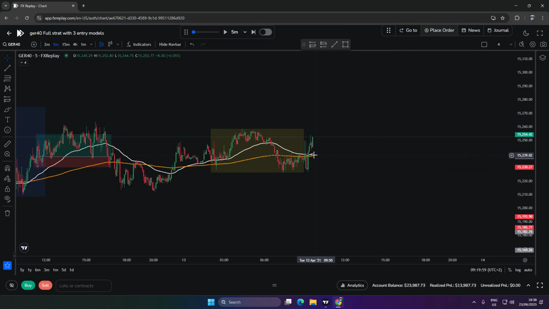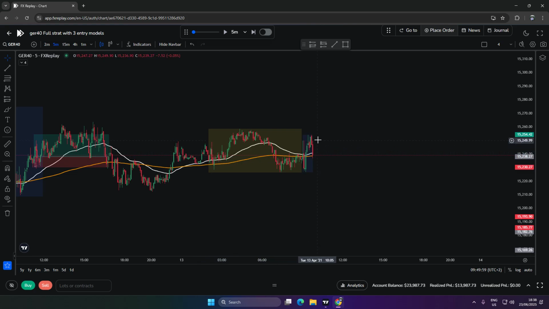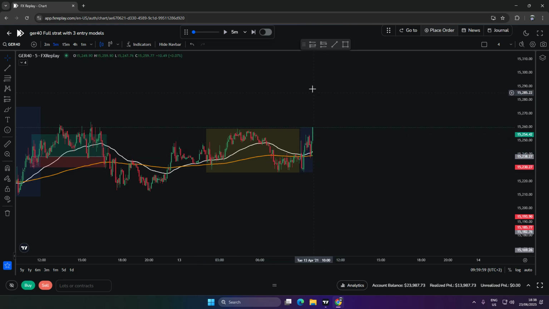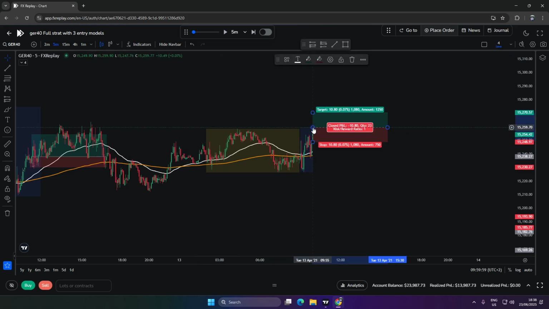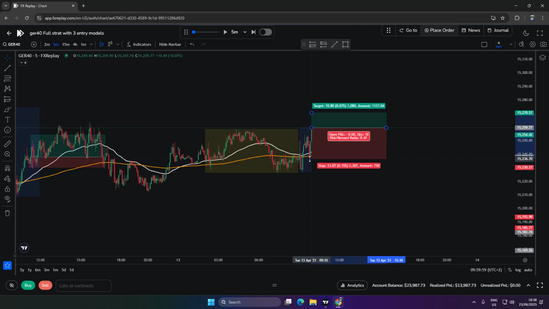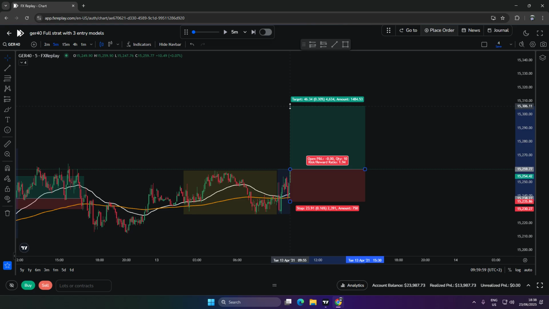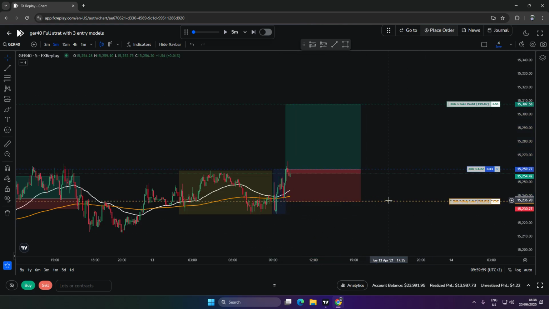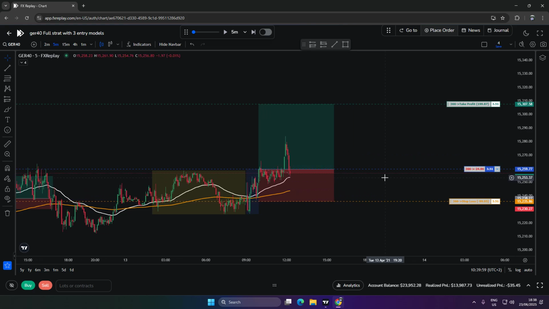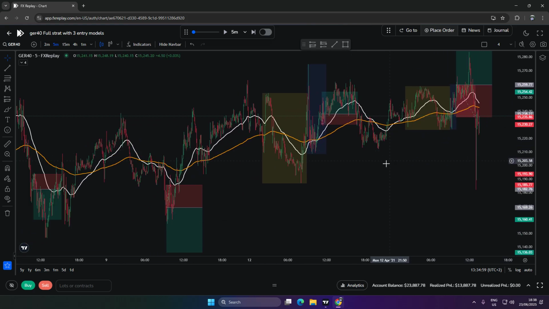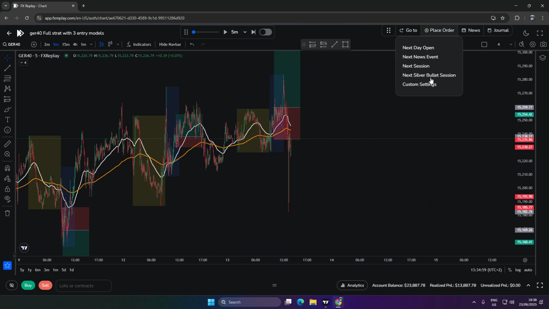So now it's still the first entry model, so stop loss, let's do it a little bit underneath the wick. To 2R, place the order. So it looks like a big losing streak, but that's fine.